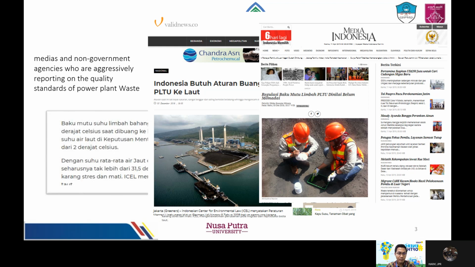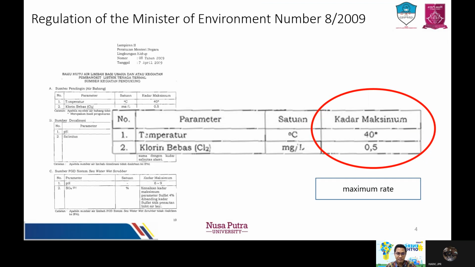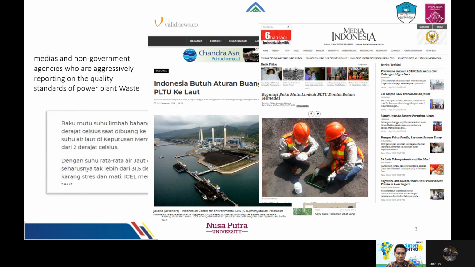You can see media and non-government agencies who are aggressively reporting on the quality standard of power plants. You can see from the IESR, and then green.co, business.com, validnews.co, and then Media Indonesia.